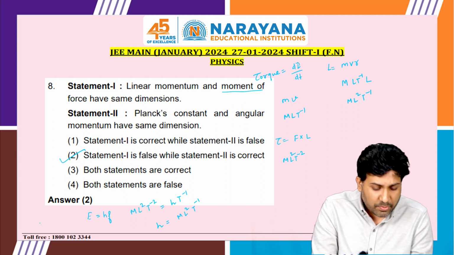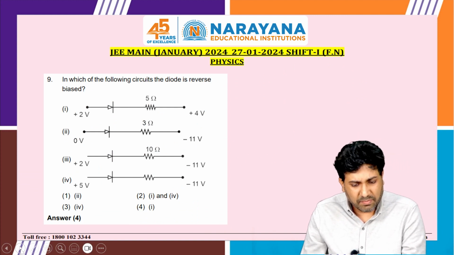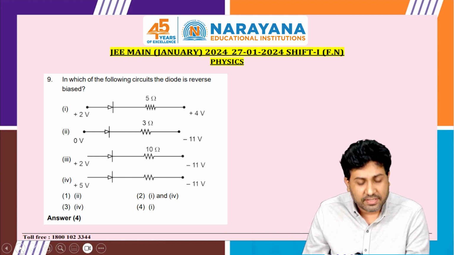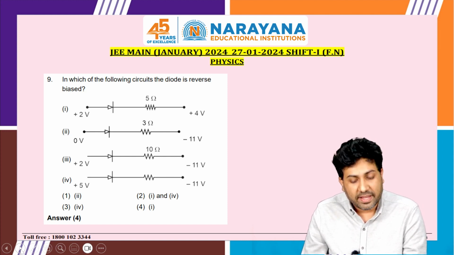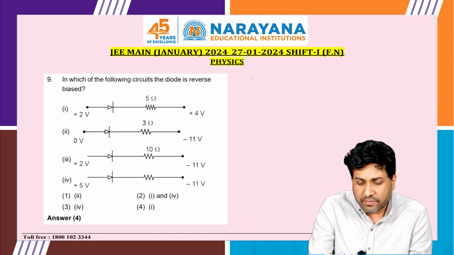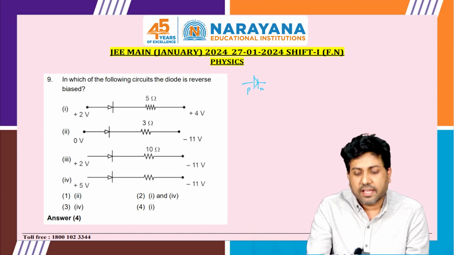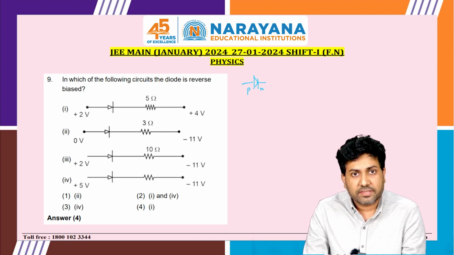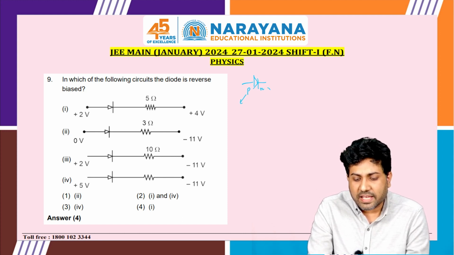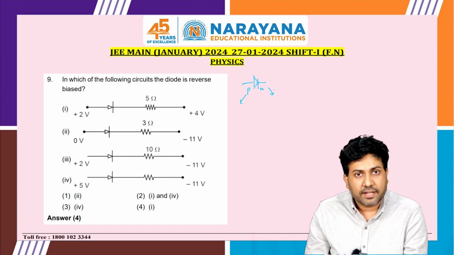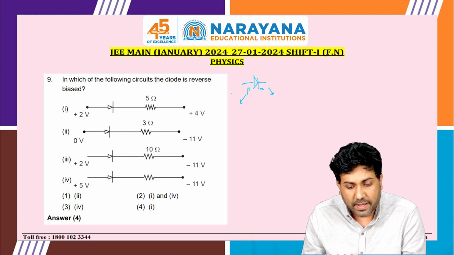Okay, now let's move to the next question. This one was the simplest, I guess, among all the questions that were asked. In which of the following circuits is the diode reverse biased? If the diode has to be reverse biased, with this as the P side and this as the N side, the potential on the P side should be less than the potential on the N side. For forward bias, the potential on the P side is greater than the potential on the N side.